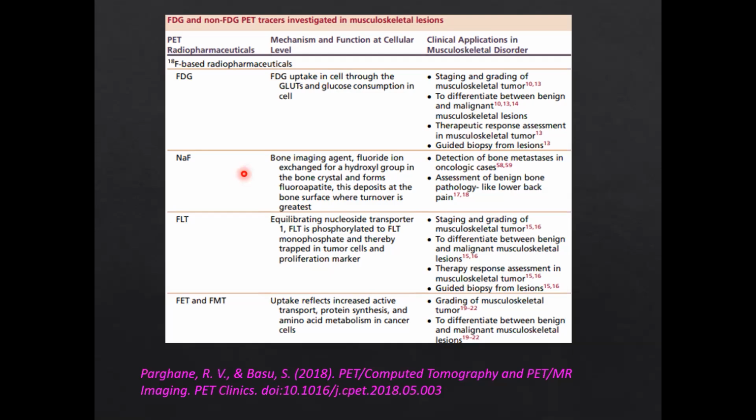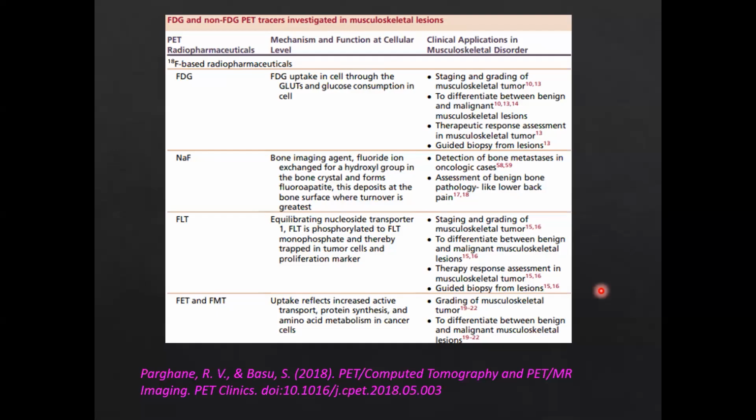Now there are a couple of other tracers besides FDG and sodium fluoride: FLT, FET and FMT. They have certain advantages, especially where FDG is not of much relevance and has gray areas where there is an overlap and it cannot differentiate between benign and malignant tumors, and viable and non-viable tumors. These are new radio tracers, not widely available, but in future they will probably be an adjunct to FDG and sodium fluoride.